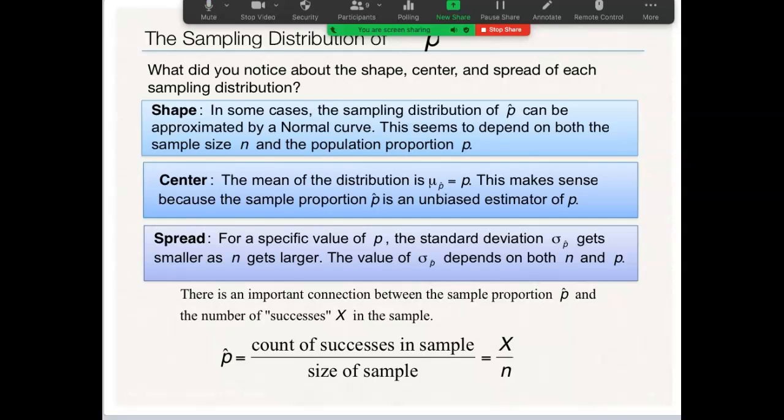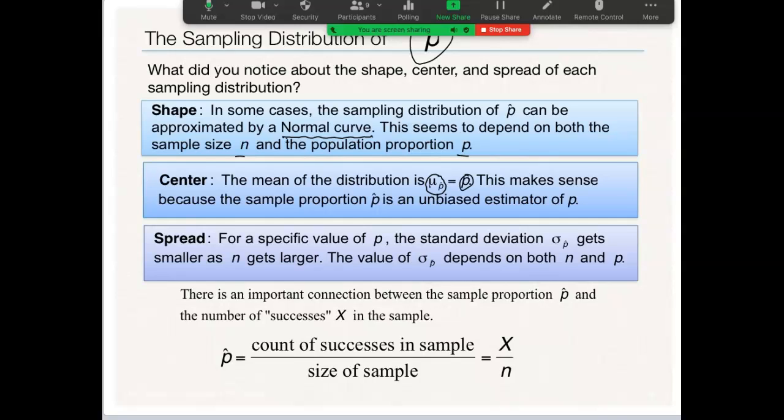I'm going to skip that slide. All right. This summarizes everything that we've talked about so far. The shape of the sampling distribution of p hat can be approximated by a normal curve, and that depends on the sample size n and the population proportion p. The center, we say the mean of p hat is equal to the true population proportion p. This makes sense because the sample proportion is an unbiased estimator of p.